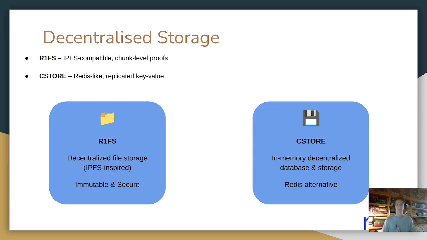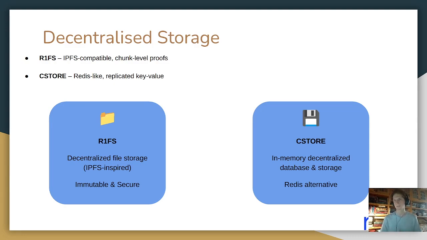So we use R1FS and CStore as decentralized storage. R1FS is a wrapper. It's like IPFS on steroids, because you get the decentralized file sharing, and in R1FS we enabled encryption by default, so any file you upload in R1FS will get encrypted, and when you want to retrieve it, you will have to provide the key again.